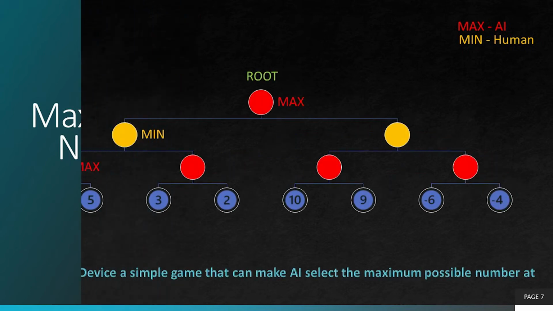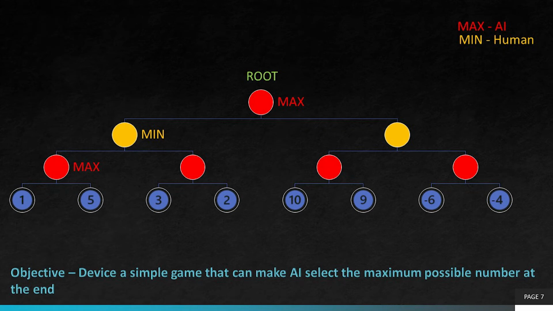This is the tree that I have created for the maximum number game. There are 8 final states and each of these states has a number associated with it. These are 8 different end states with different numbers on them. The objective of this entire diagram is to devise a simple game that can make AI select the maximum number at the end. I will help you understand how choosing the next step works for this algorithm.